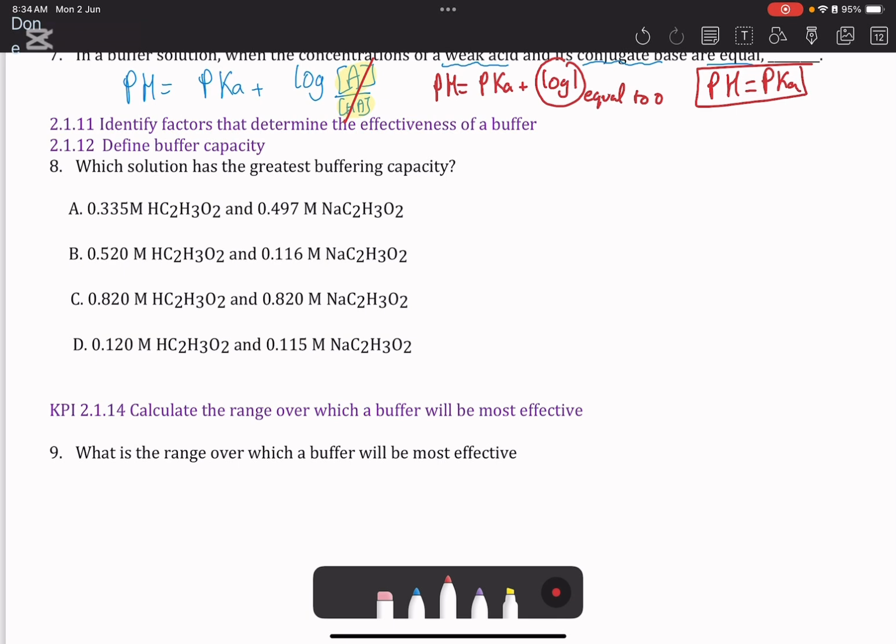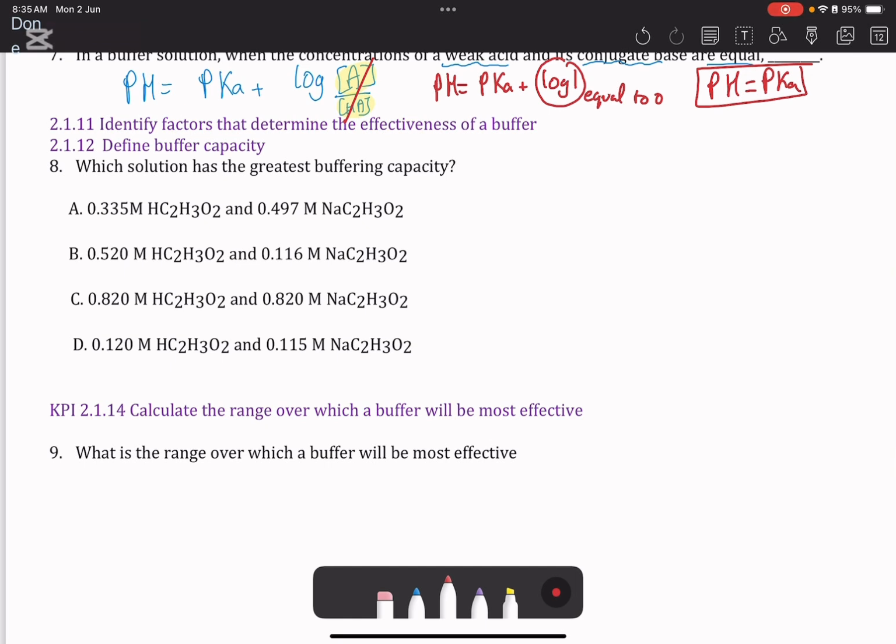Moving on, which of the following have the greatest buffering capacity? The greatest buffering capacity is the buffer that resists the most the changes in the pH. So whatever you do, adding a small amount of strong base or small amount of strong acid, the pH of a buffer has to maintain its value and not increase or decrease a lot. And this will show the capacity and the effectiveness of this buffer.